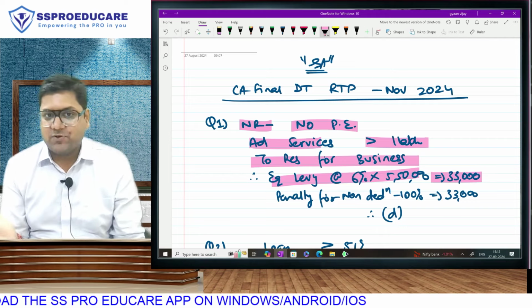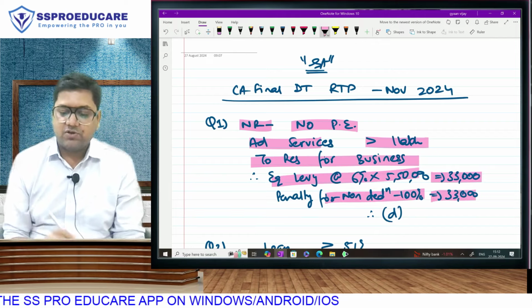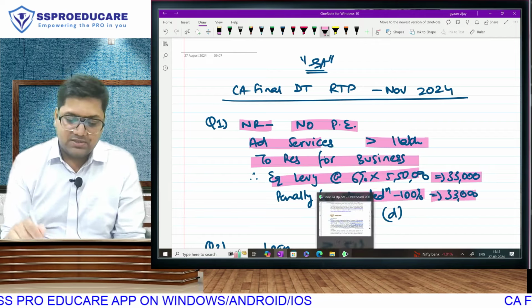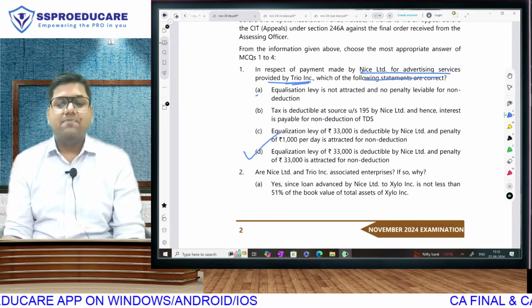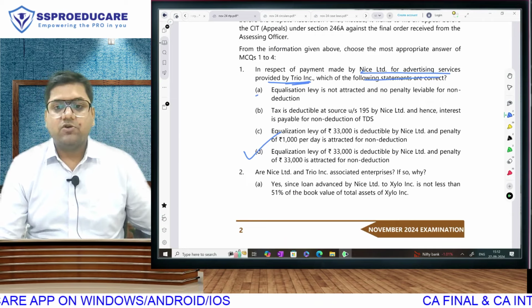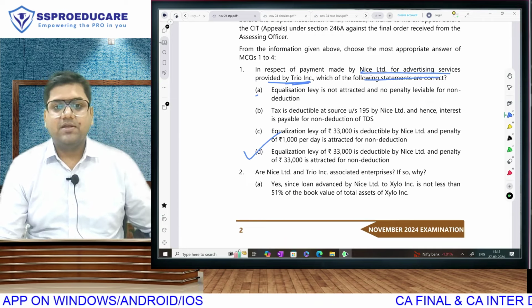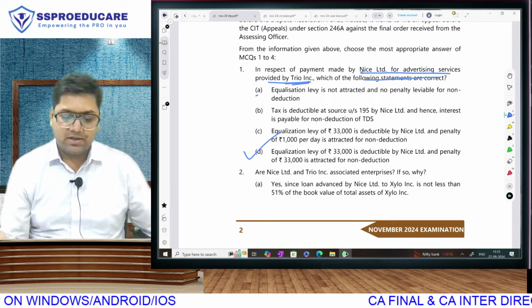1,000 rupees per day is for something else. For non-deduction, it is going to be 100%. So the answer is going to be 33,000 equalization levy, and for non-deduction, there is going to be 33,000 penalty also. That, ladies and gentlemen, is going to become your answer.